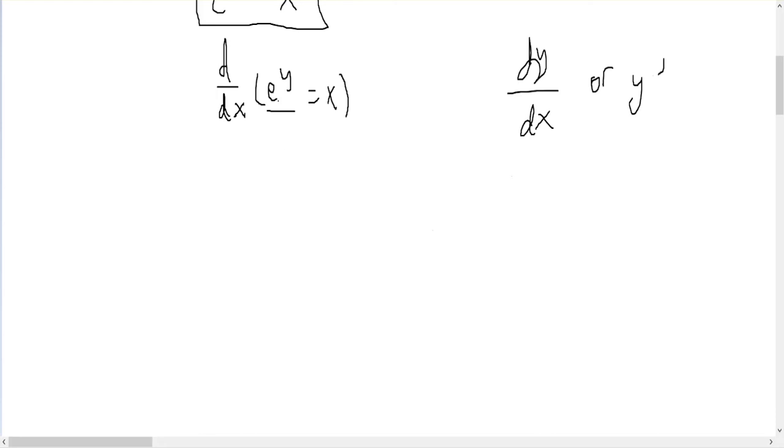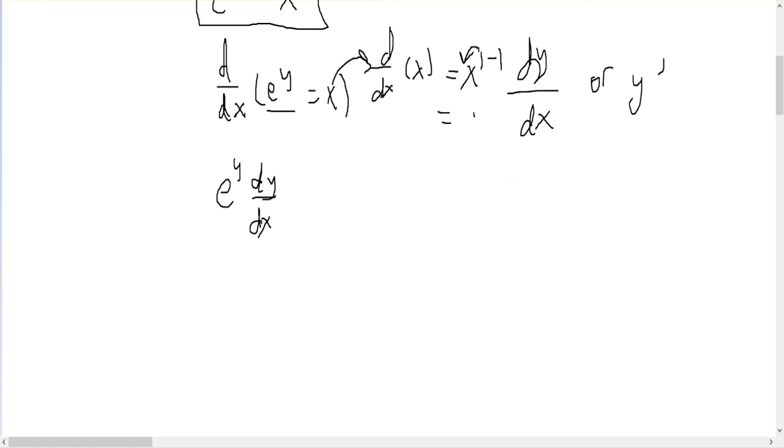So if you take the derivative with respect to x of e to the y, you would just get e to the y dy dx. And then you take the derivative with respect to x of x, and that's just 1, right? Because you bring the power of 1 down, you take away 1 from that, and you just get x to the 0, which is just 1. That should really just be review. So that's what the right side is equivalent to.